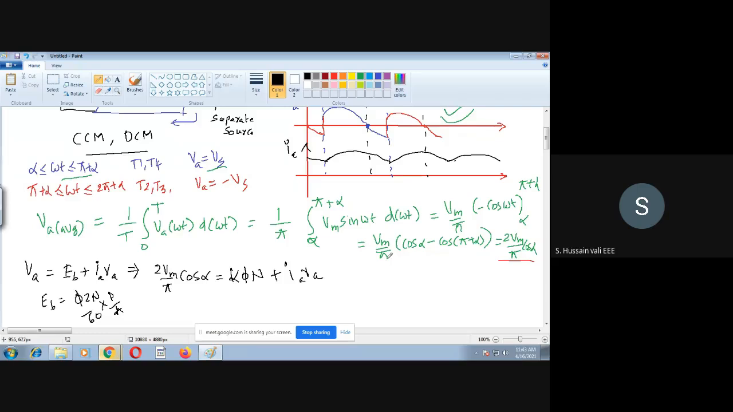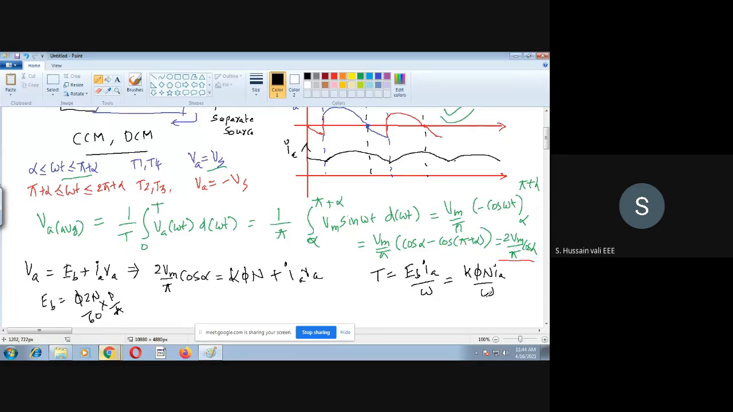Then we have another equation for the torque, the electromagnetic torque. Every time we are deriving this thing, T is equal to Eb Ia by omega. So that is equal to Eb, I can write it as k phi n into Ia by omega.